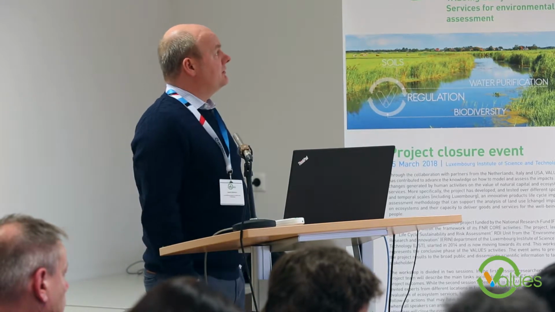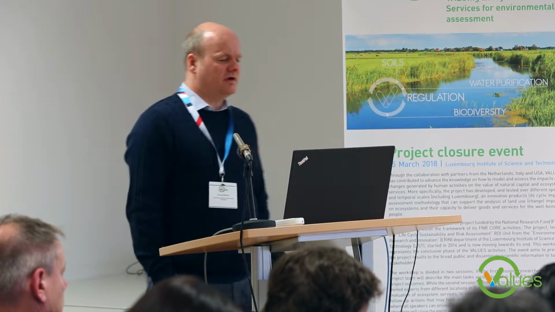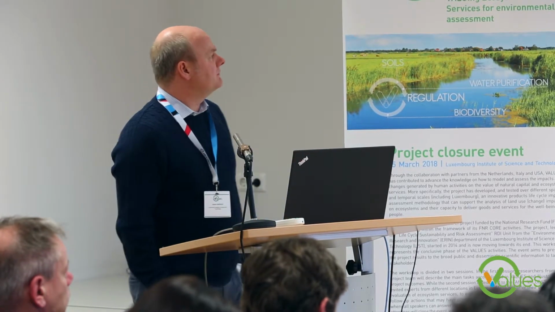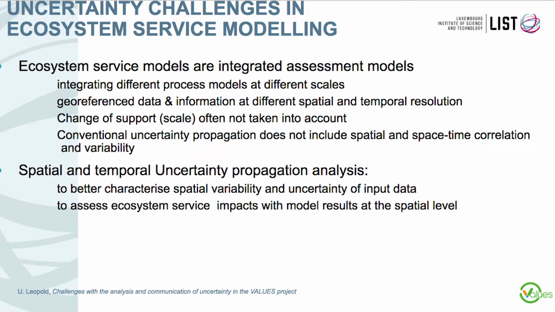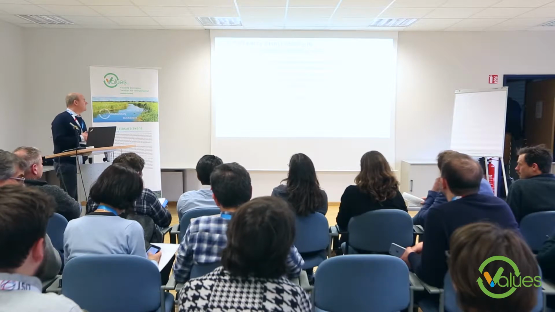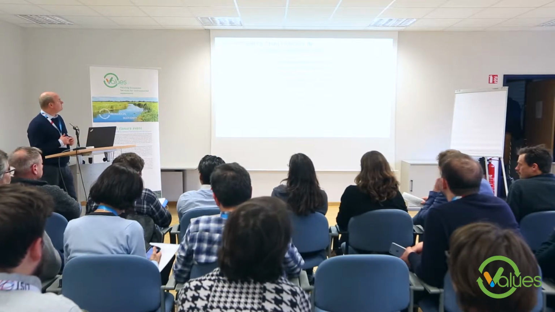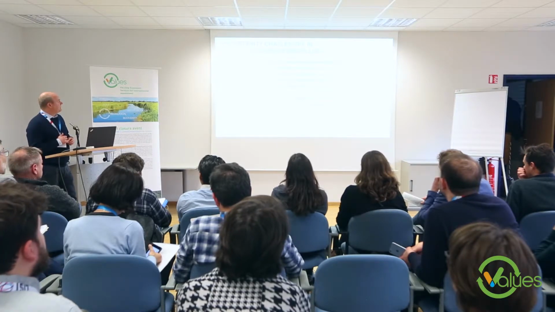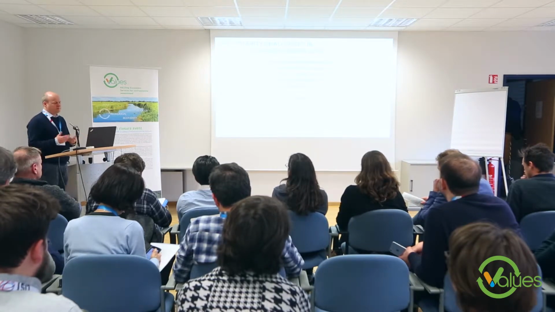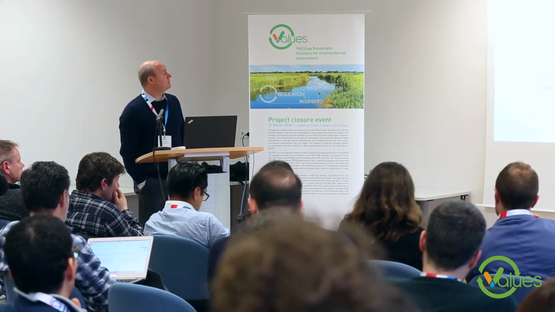So why might uncertainty analysis be important? I think we have heard already that ecosystem service models are very integrated assessment models. So we have a lot of models which are connected to each other. They are integrating different processes at different scales, and we often want to include georeferenced data which also occur at different spatial scales, sometimes at the global level more aggregated, at the detailed level at a higher resolution, but sometimes this is also mixed, and often this kind of change of support is not always taken into account. So we have maybe one value for one municipality and do not try to model this further.